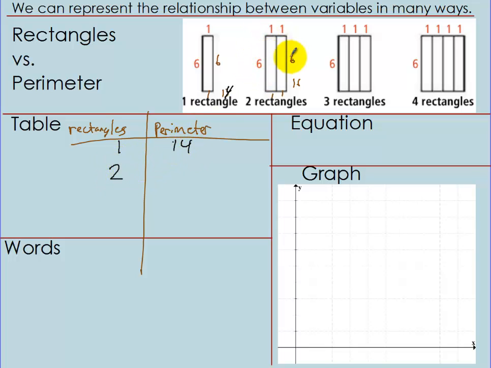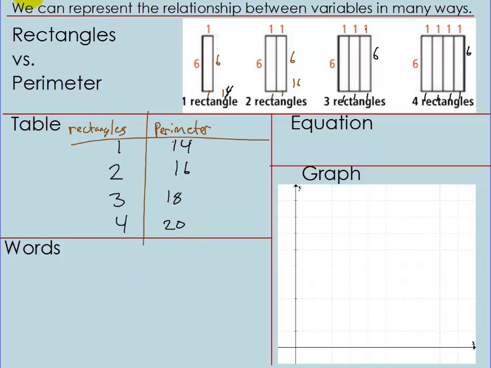Well, 6, 12, 13, 14, 15, 16. When the rectangles are 3, what's the perimeter? 6, 7, 8, 9, plus another 6 is going to be 15, 16, 17, 18. And when the rectangles are 4, we got 6, 7, 8, 9, 10, plus 6 is 16, 17, 18, 19, 20. So there's my table.